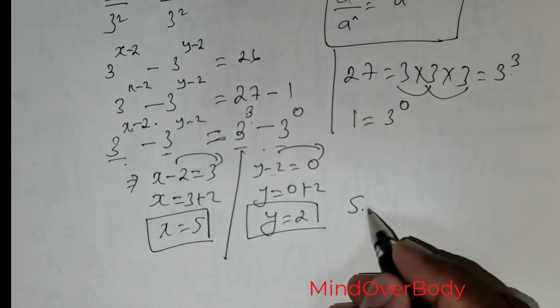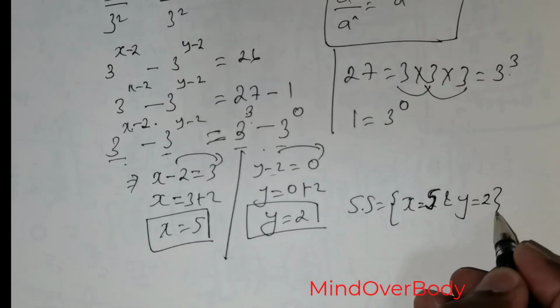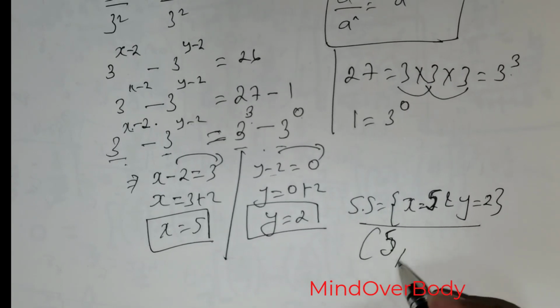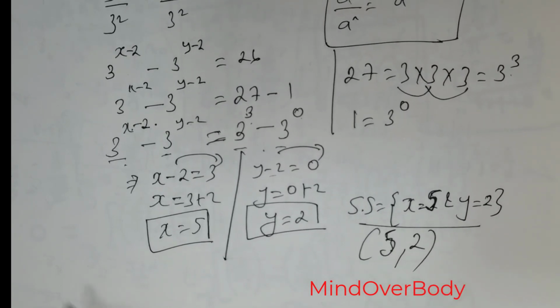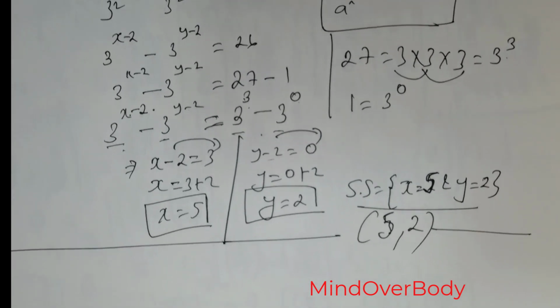In fact, this would be the solution: x is equal to 5 and y is equal to 2. If you are writing it, you can write it as (5, 2). Now this is method number 2. I want to show you method number 3 also.